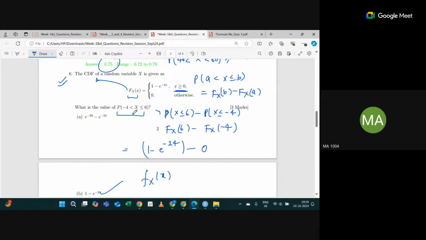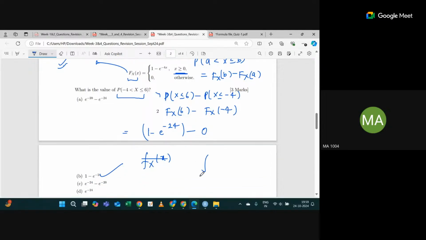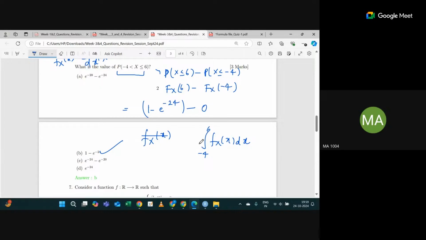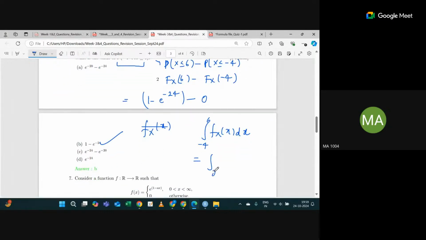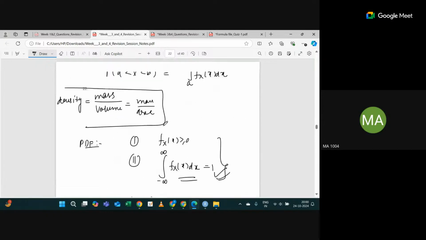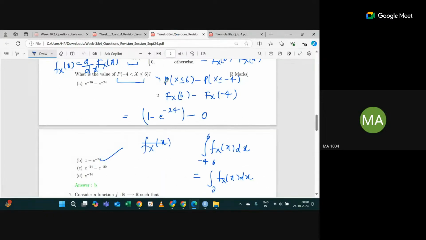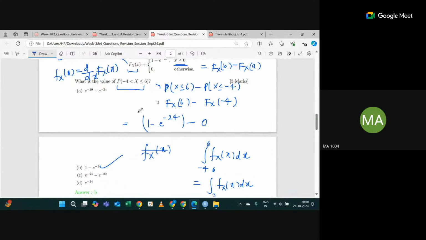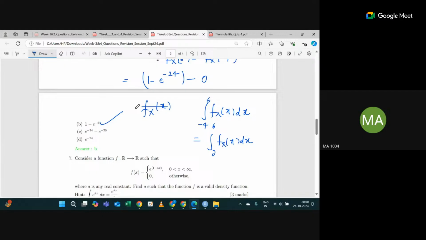If you want to integrate, you have to integrate from minus 4 to 6 fX(x) dx. But we don't have this PDF, so you have to differentiate this CDF, 1 minus e raised to power minus 4x, and then integrate whatever values you get. Since X is greater or equal to 0, you integrate from 0 to 6 whatever PDF you get. That's why I was emphasizing the properties of CDF. Without calculating the PDF, you can solve this part. Now solve this question.